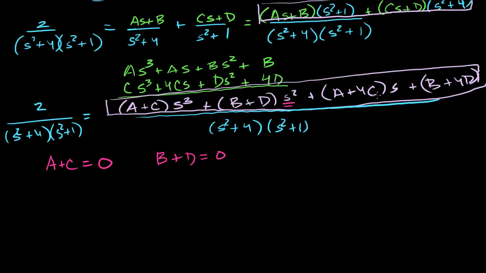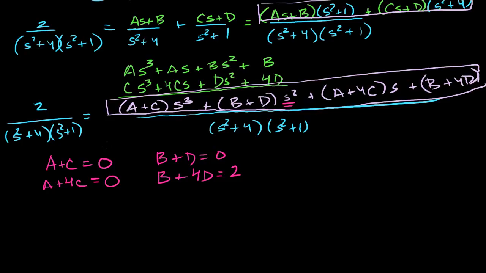A plus 4c is the coefficient on the s term. I see no s term over here. So a plus 4c must also be equal to 0. And then finally, we look at just the constant terms. And we do have a constant term on the left-hand side of this equation. We have 2. So b plus 4d, didn't want to make it that thick, b plus 4d must be equal to 2.